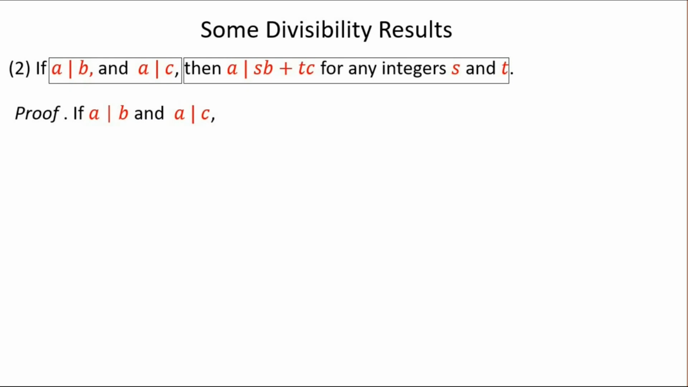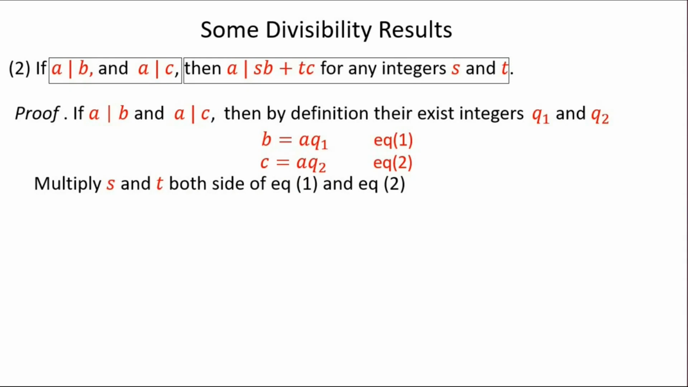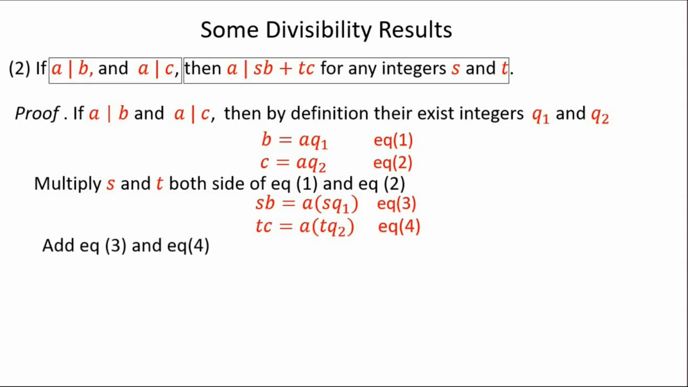If a divides b and a divides c, then by definition there exist integers q1 and q2 such that b is equal to a q1 and c is equal to a q2. By multiplying s on both sides of equation 1, we get equation 3, that is sb equal to a s q1. By multiplying t on both sides of equation 2, we get equation 4, that is tc equal to a t q2. By adding equation 3 and equation 4, we get equation 5, that is sb plus tc equal to a times sq1 plus a times tq2.